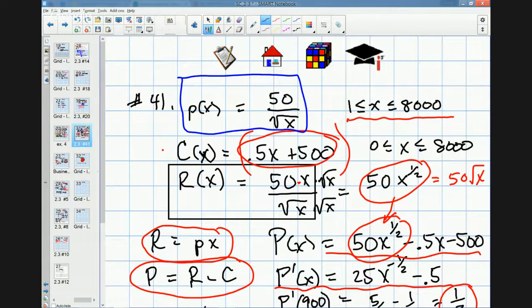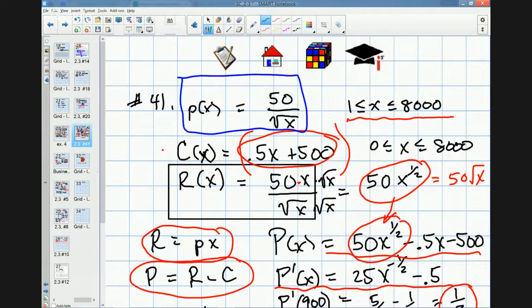All right. And notice they limit the domain to from 1 to 8,000. Why do they do that? Well, if you don't make at least one, why are you even there? It's stupid to go into business to make 0 products. So it's got to be above 1 or equal to. And the reason it's less than or equal to 8,000 is maybe that's the capacity of their current equipment. Can't make any more than 8,000. So anyway, that's why there's a limiting factor there.